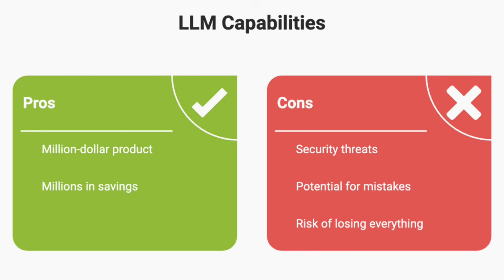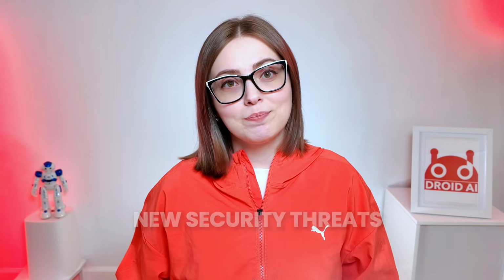The same intricate LLM characteristics that allow you to build a $1 million product or to optimize your work and get millions of dollars in savings also open the door to making mistakes that can cost you losing everything. The same features that make LLMs so powerful also mean brand new security threats. In this video, you will understand how attackers can hijack your LLMs and AI agents, steal your data, or even run code on your machine, and more importantly, how we can stop them.